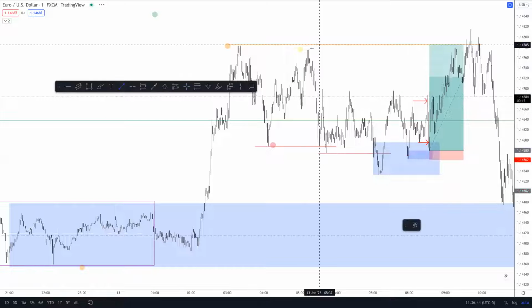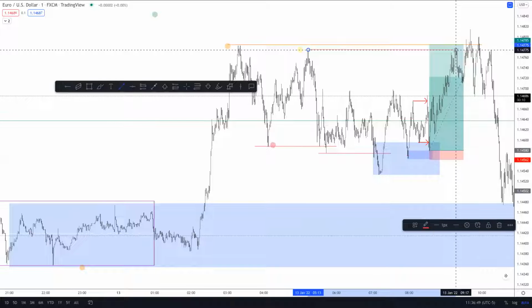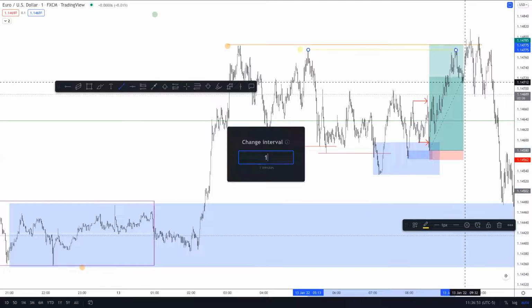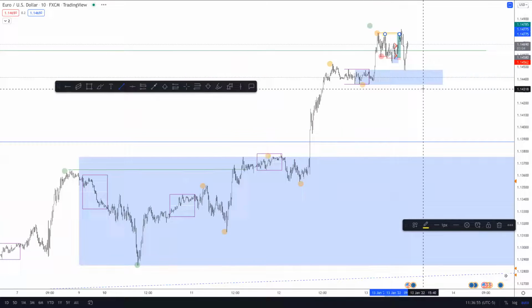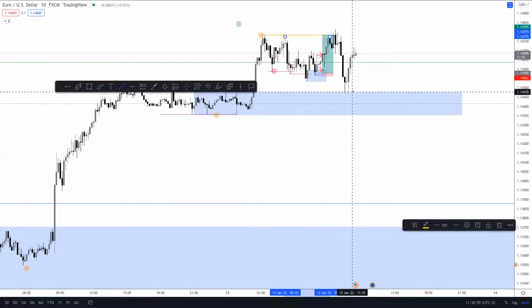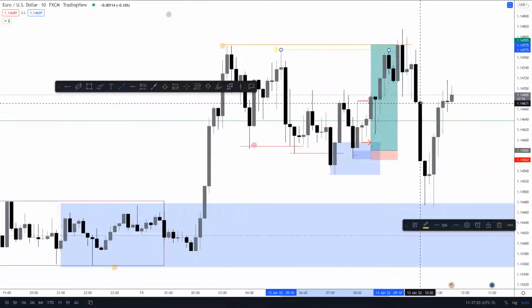What else is going on here was our internal inducement, right? So we could have caught continuations here. Again, I like waiting for the 10-minute. I know some people just like waiting on the 1 minute. I still use the 1 minute. As you can see, I'm using the 1 minute to refine the 10-minute. Right, so what was going on here?